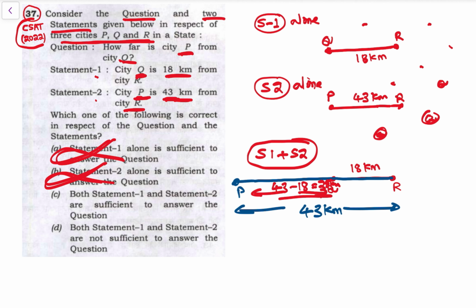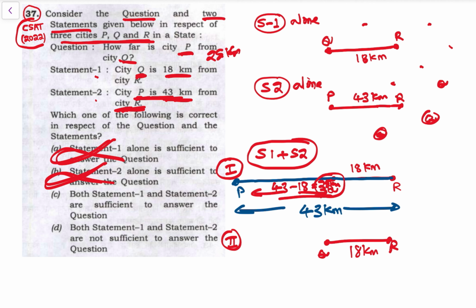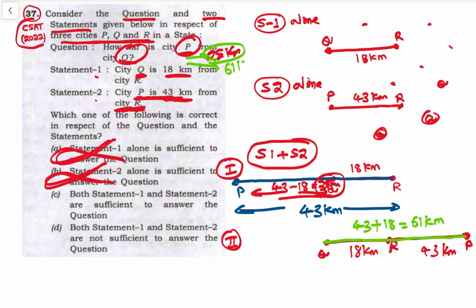Now there can be another possibility. This is the first case, where the distance is 25 kilometers. The second possibility: see, Q and R, the distance is 18 kilometers, and P and R, the distance is 43 kilometers. Let's take this as P, so this is 43 kilometers. Now from city P to Q, here it is 43 plus 18 kilometers, that is 61 kilometers. So either this is 25 kilometers or it is 61 kilometers.